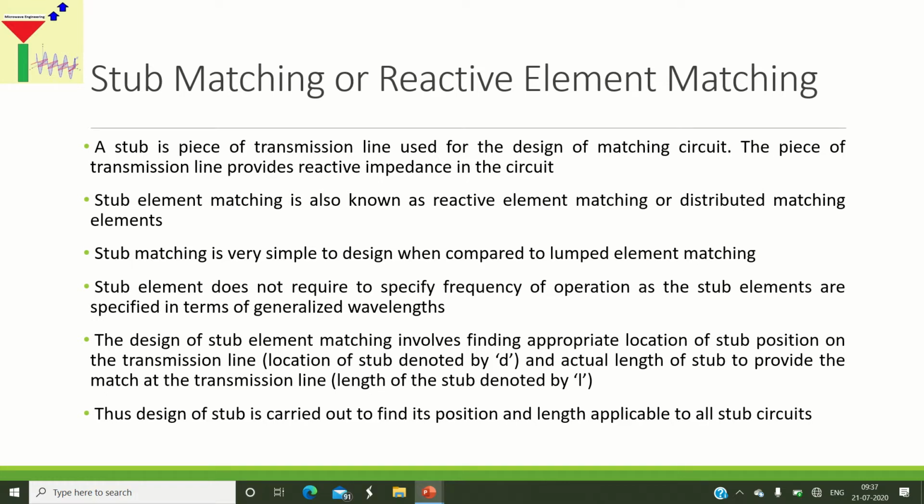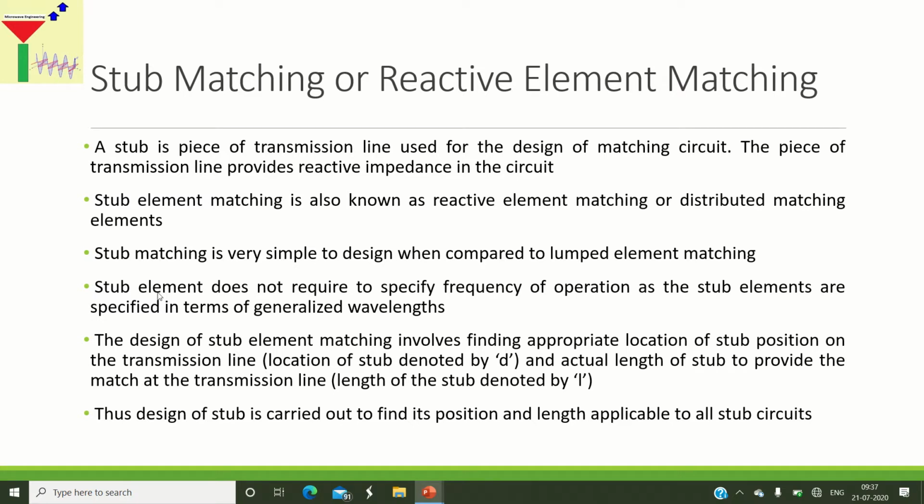Stub matching is very simple to design when compared to lumped element matching. You recall that in the case of lumped element matching, we need to know certain rules, and we need to follow the sign convention of susceptances and reactances based on where they are located. Okay, and we also need to remember 4 empirical equations in order to calculate the value of inductor and capacitor in either parallel or series configuration. Okay, so lots of memorization is required whenever we design lumped element matching. So that memorization is not at all required when we design an impedance matching network using a stub.